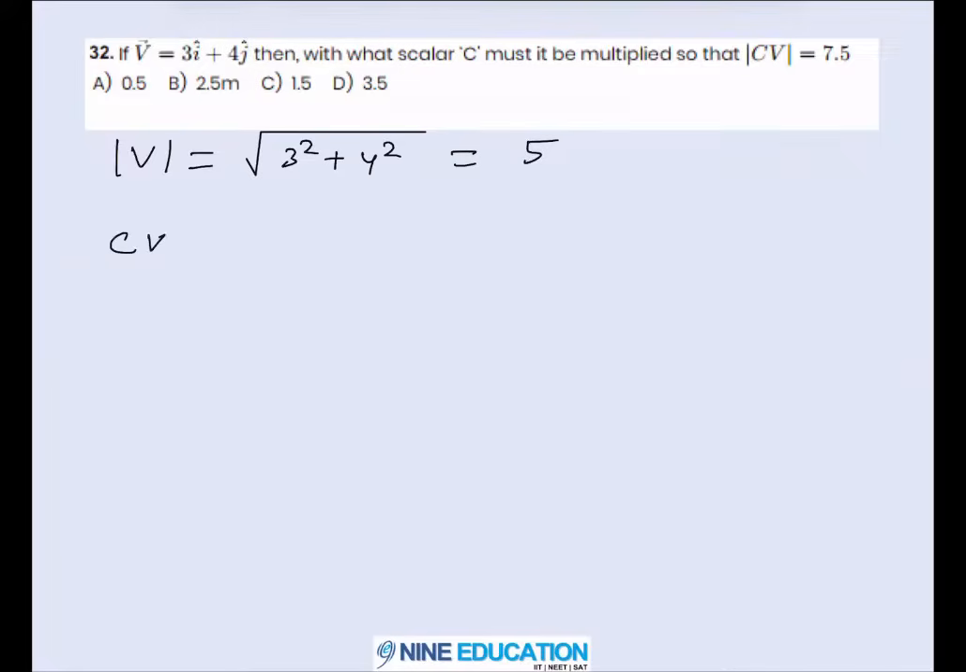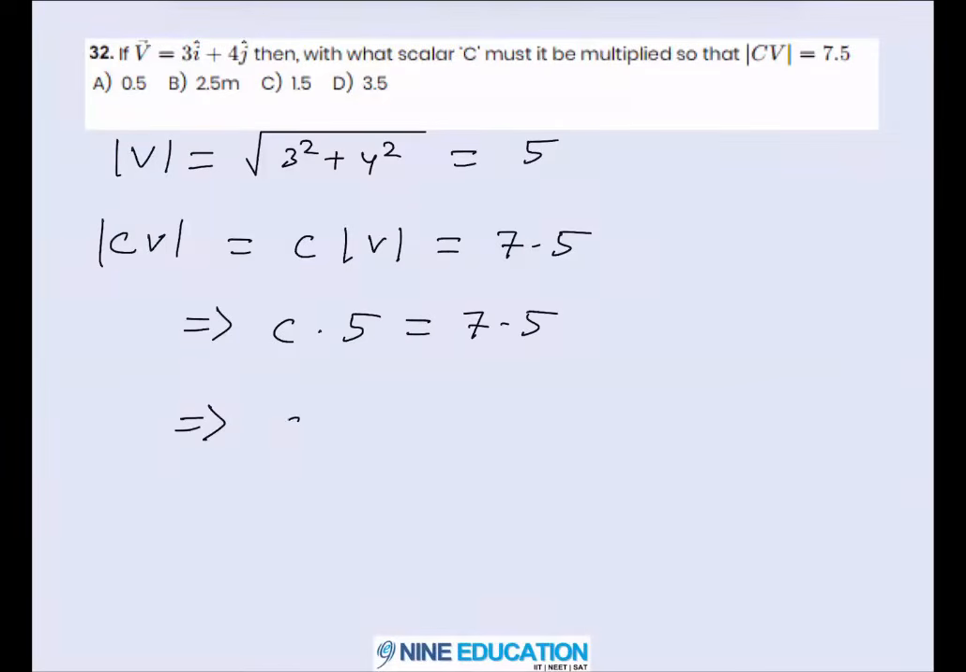Now the magnitude of CV, which is given in the question as 7.5, is nothing but the value of C, which is a scalar quantity, into the magnitude of V. And that is equal to 7.5 as given in the question. From this, I can write down that C into the magnitude of V that we just calculated, C into 5, is equal to 7.5. And from this, it is quite obvious that C will be equal to 7.5 by 5, which is 3 by 2, or we can directly write it as 1.5. So the answer is 1.5, option number C.